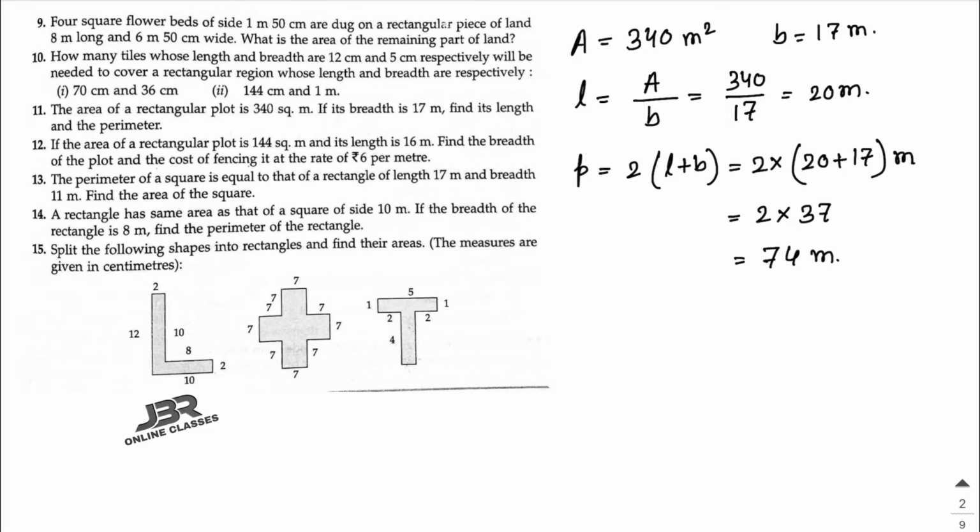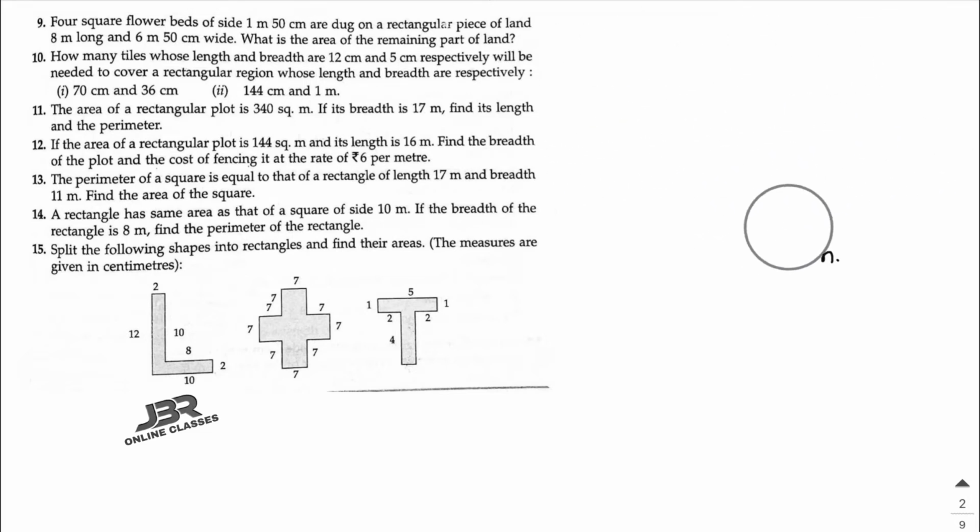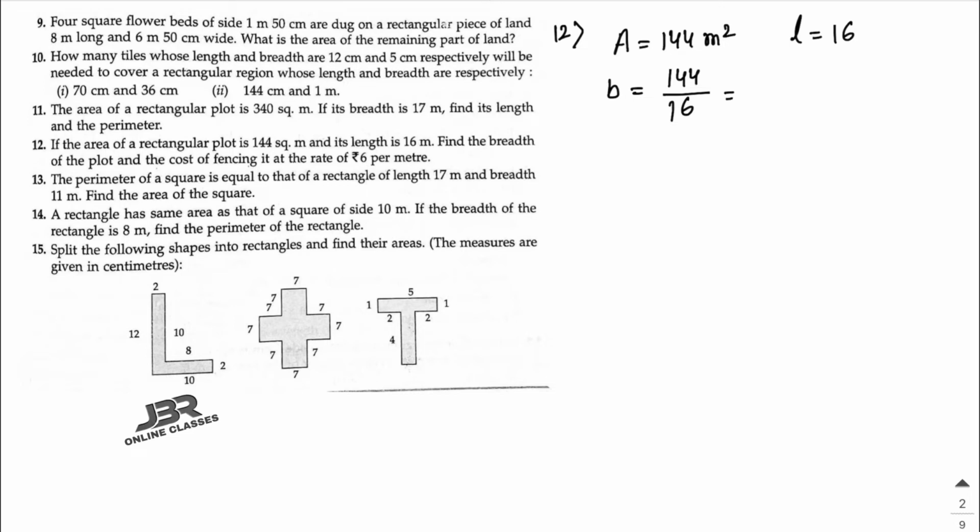Now next one, sum number 12. If the area of the rectangular plot is equal to 144 meter square, and the length is equal to 16, then the breadth is equal to 144 divided by 16, and that is equal to 9 meter. That is your first answer.